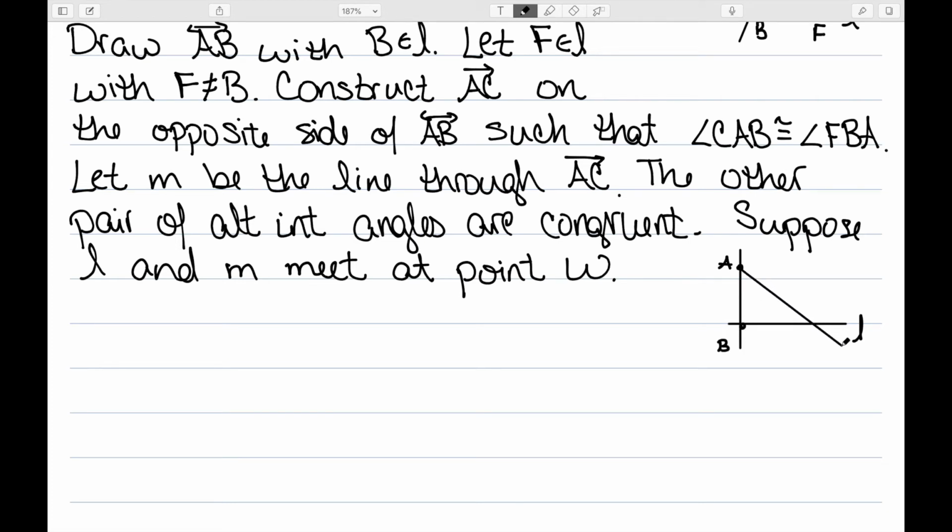And this here is our line M from before, and we're claiming that they meet at a point W. We'll go ahead and extend line M out fully as well. Since we already know that alternate interior angles are congruent, we constructed it so that this angle here is equivalent to this angle here. Then we have a contradiction.